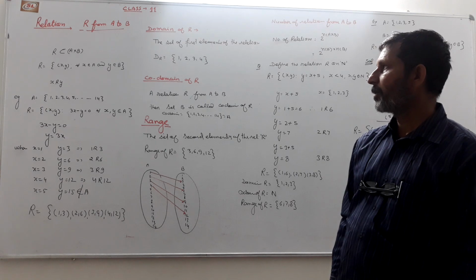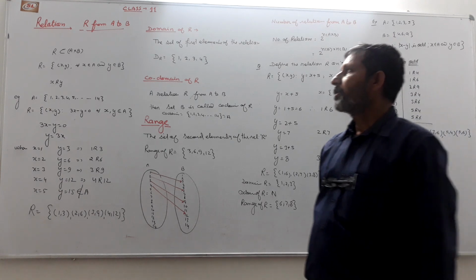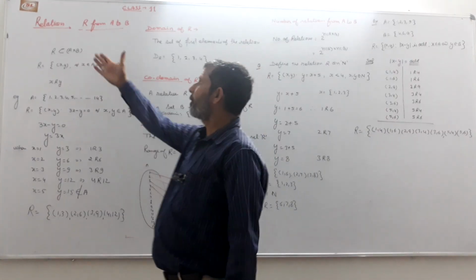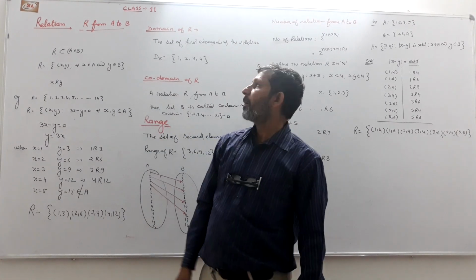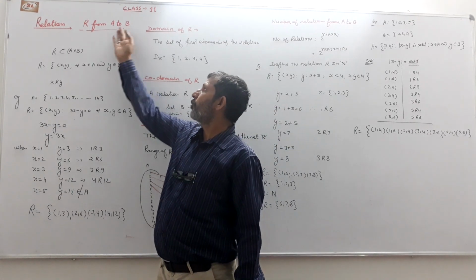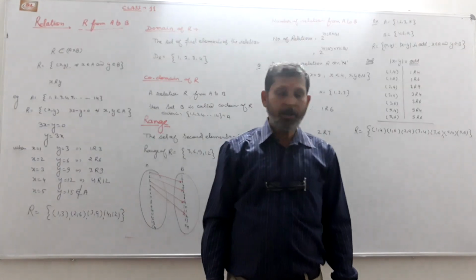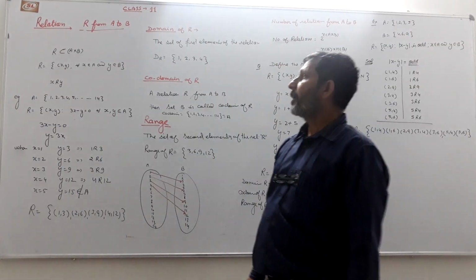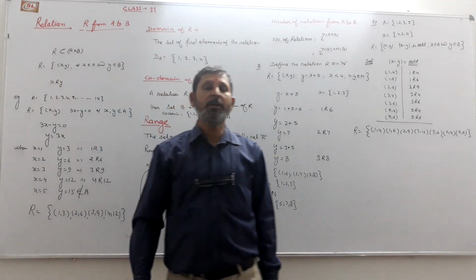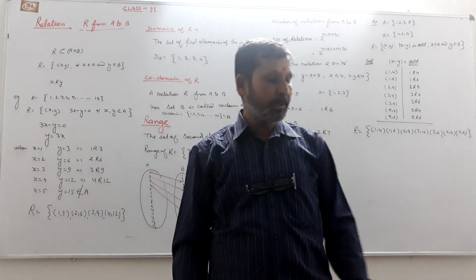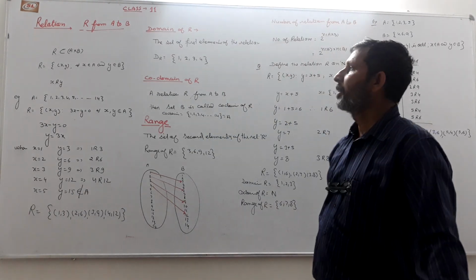In the Cartesian product, what is the relation? The relation is denoted by capital R, and a relation R is from A to B. The relation is always a subset of the Cartesian product with the given specific conditions.